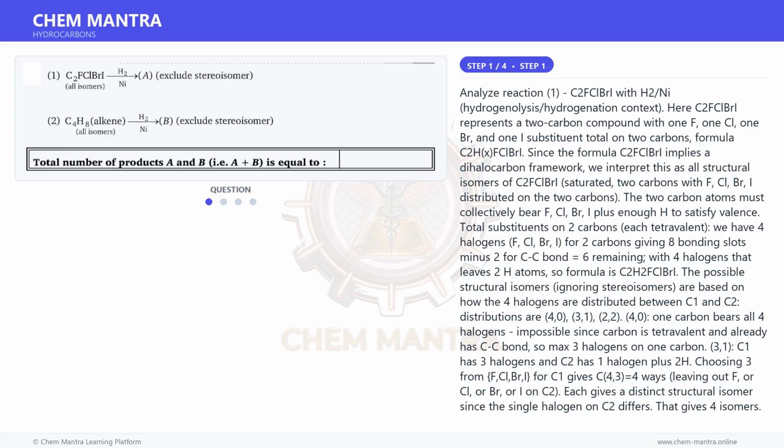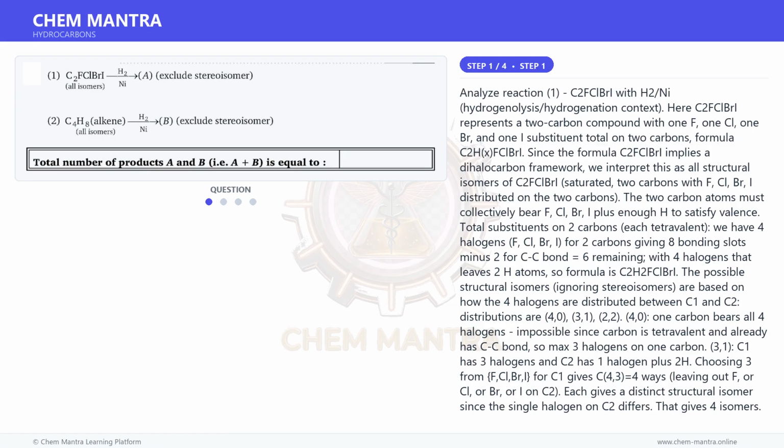Analyze reaction 1. C2FClBrI with H2Ne, hydrogenolysis hydrogenation context. Here C2FClBrI represents a 2-carbon compound with 1 F, 1 Cl, 1 Br and 1 I substituent total on 2 carbons, formula C2H_xFClBrI. Since the formula implies a dihalocarbon framework, we interpret this as all structural isomers of C2FClBrI, saturated, 2 carbons with F, Cl, Br, I distributed on the 2 carbons.